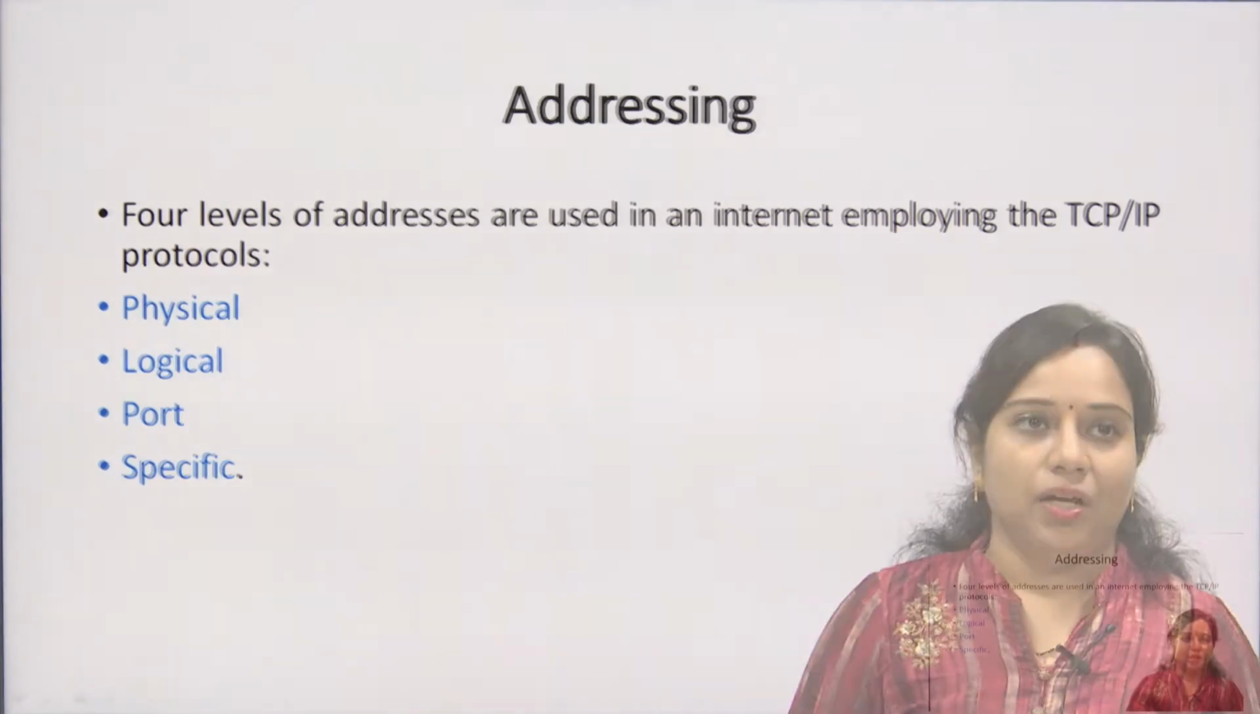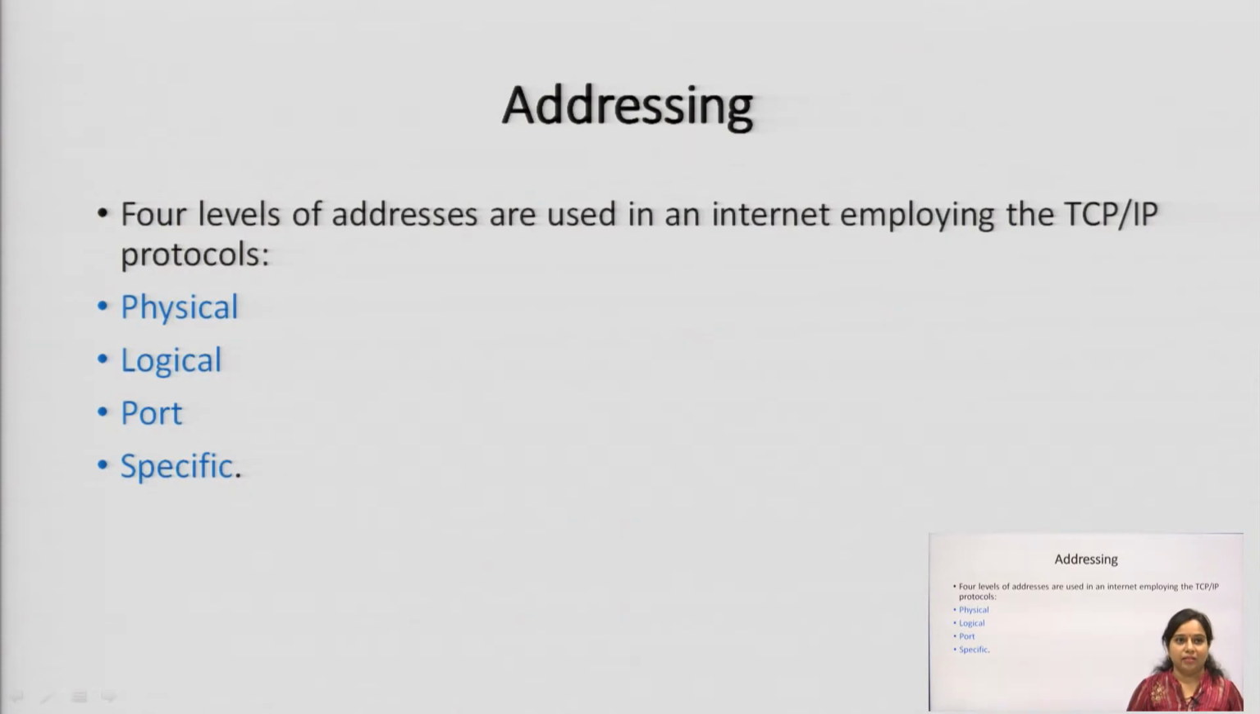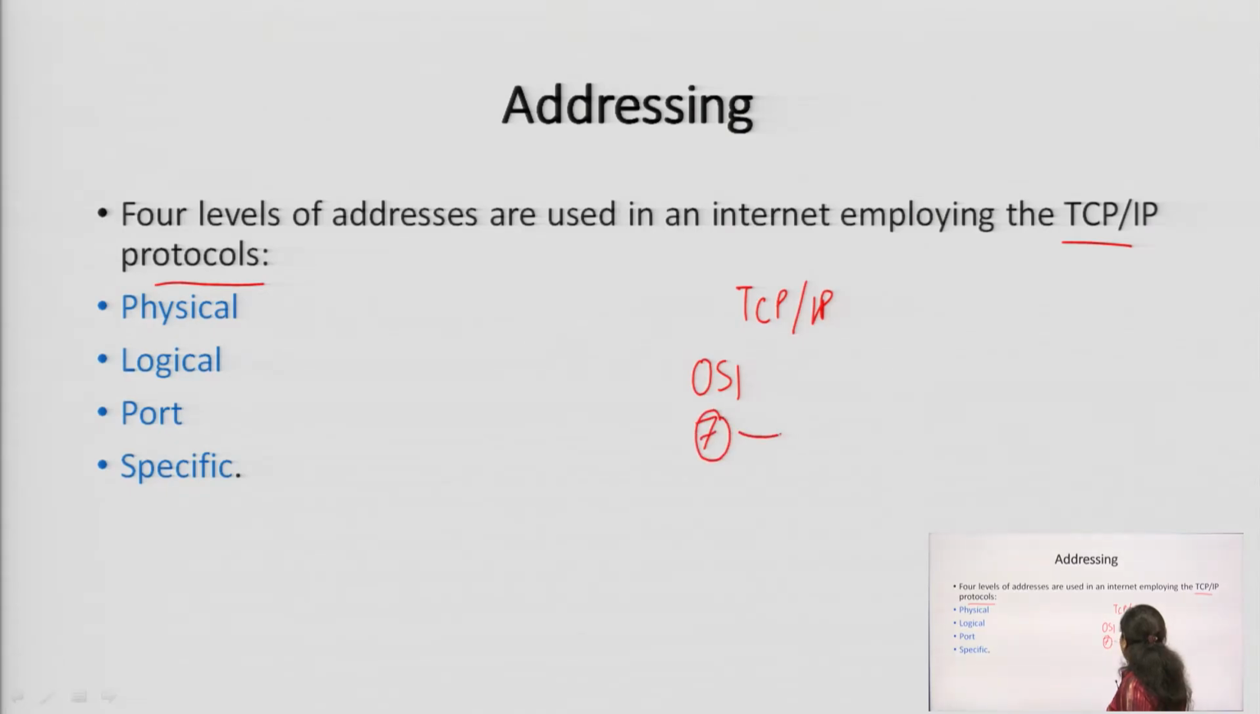So, addressing: there are 4 levels of addresses used in the internet employing the TCP IP protocol. So, let me first introduce once again what TCP IP is. TCP IP, that is transmission control protocol, internet protocol, has mapped the 7 layers of the OSI model to 5 layers of TCP IP.